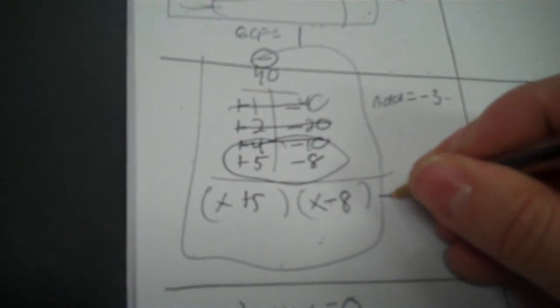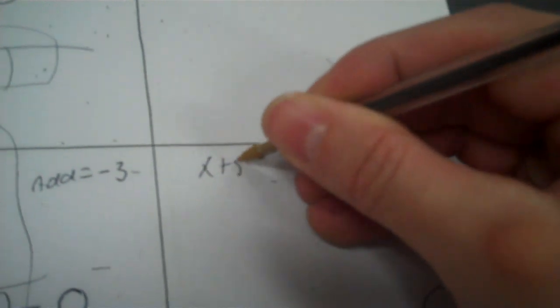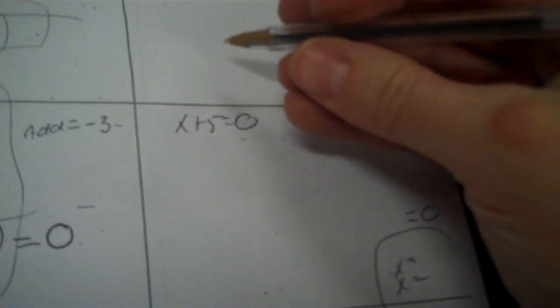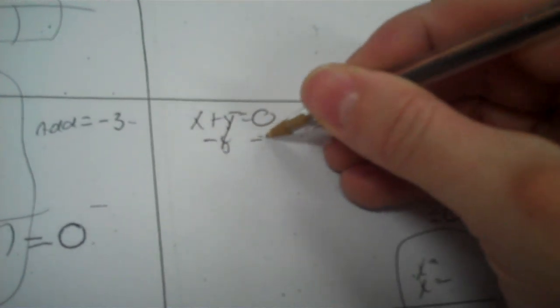Plus 5 minus 8. Did you do anything in the GCF box? Nope. So you have factored the expression. Now, you set each factor equal to 0. And that'll take you to your two solutions. Minus 5, you get negative 5. Add 8, you get positive 8.